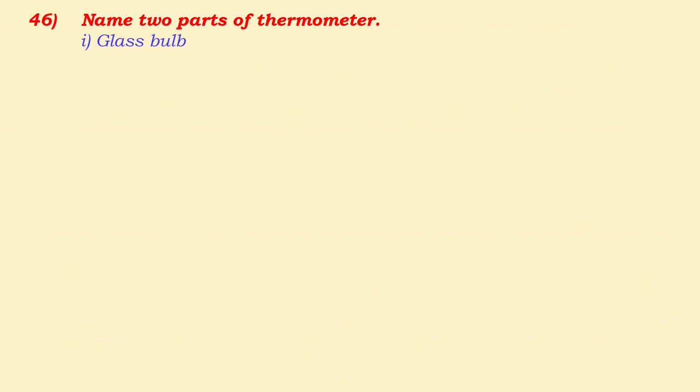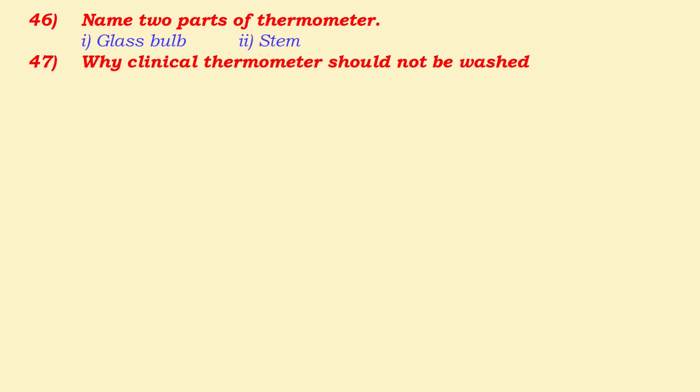Okay, next question. Name two parts of a thermometer. Number one, glass bulb. I told you about this. Second is the stem.